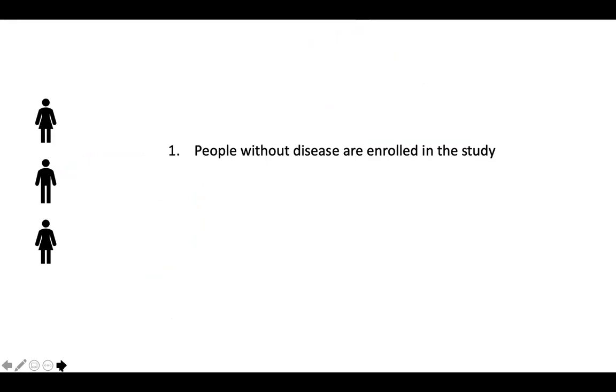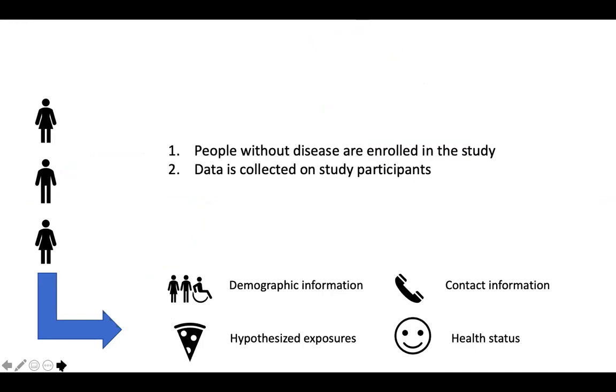First, we enroll people, generally speaking, without the disease into the study. We then collect data on them. We collect demographic information. We want to know how to get in touch with them so we can contact them again. We want to collect data on some of the exposures that we hypothesized are related to the incidence of disease. And we also want to ask about health status. And we're going to ask this from them a repeated number of times. Maybe we ask it every day, maybe every week, every month. We have some system in place where we're going to ask these questions again and where we can see whether disease develops at these follow-up assessments.